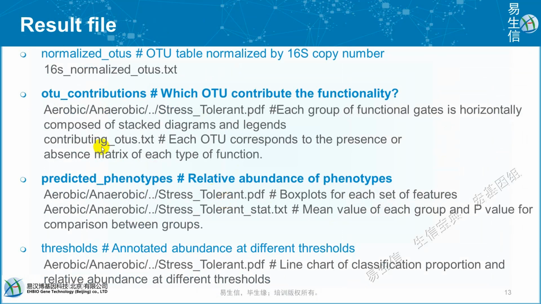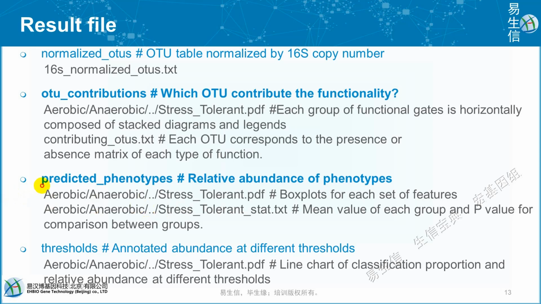Normally the result files include normalized OTUs, which contains the 16S normalized OTU text; OTU contribution, which has aerobic, anaerobic, and stress tolerant PDFs, where each functional group is composed of a state diagram and legends, and contributing OTU text, each OTU corresponding to the presence or absence matrix of each type of function; predicted phenotypes, which is the relative abundance of phenotypes, where we get aerobic, anaerobic, stress tolerant PDFs and box plots for each feature; and thresholds, which is the annotated abundance at different thresholds, containing anaerobic, aerobic, and stress tolerant PDFs with line charts of classification proportion and relative abundance in different methods.